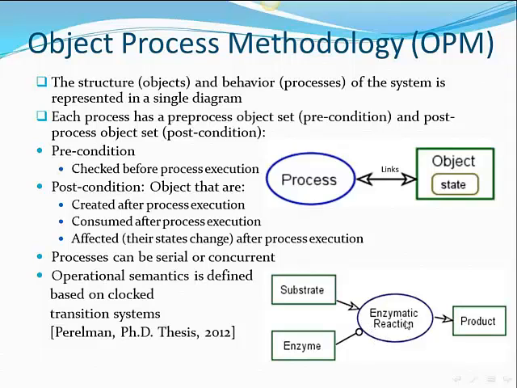So for example, in biology, enzymatic reaction is a process, and in order for it to happen, there has to be an enzyme which acts as an instrument. This is the white lollipop circle symbol here, and the substrate which is consumed by this enzymatic reaction process, and the output, the result, is the product.